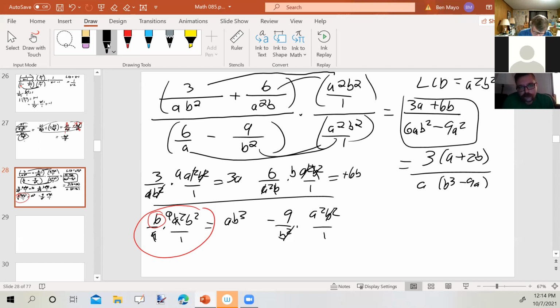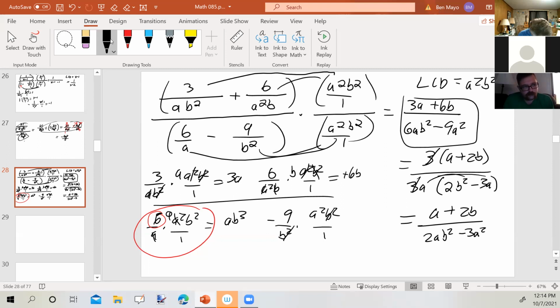Yeah. My 6s. Okay, what does that do for us? Well, so now in the denominator, I can take out a 3a, and I get 2b squared minus 3a. And I can now factor out a 3, so we get a plus 2b over, and I'm going to multiply that a back in, 2ab squared minus 3a squared.